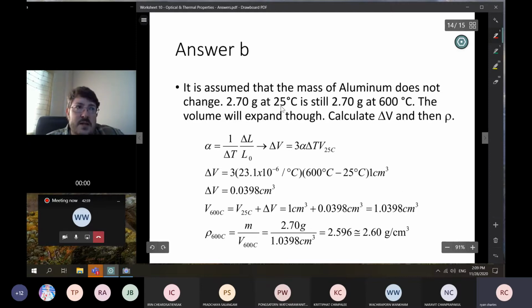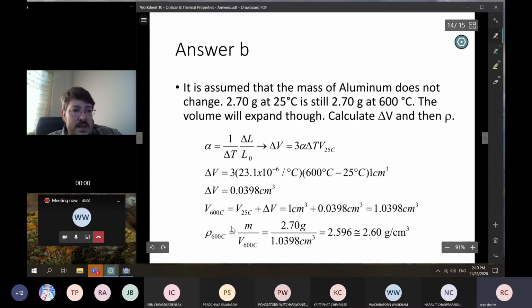At 25 C, it's 2.7 grams per centimeter cubed. Per centimeter cubed is 1. So per 1 centimeter cubed, it's just 1 centimeter cubed for every 2.7 grams. We add the difference, right? So now we've got 1.0398.